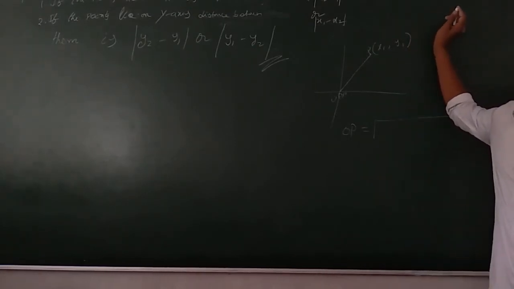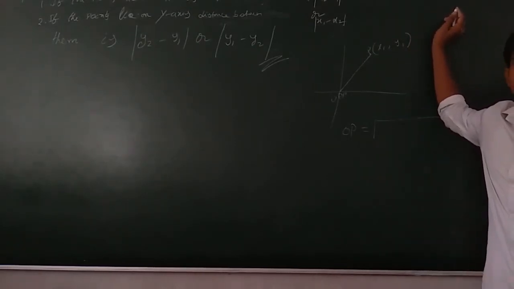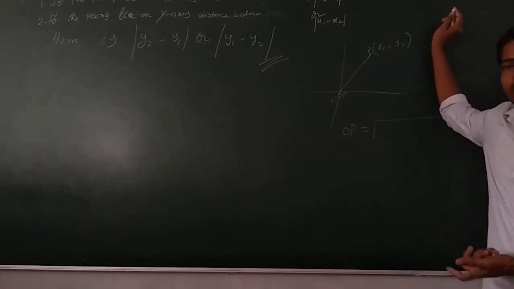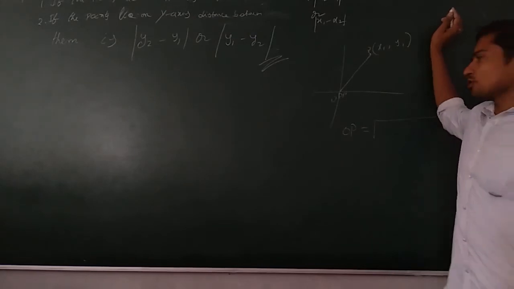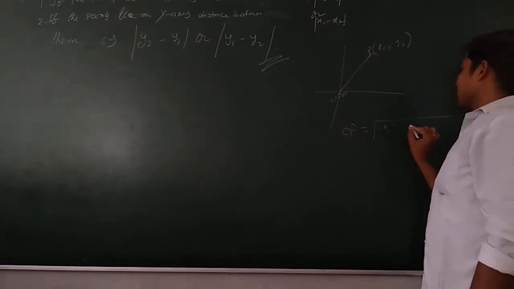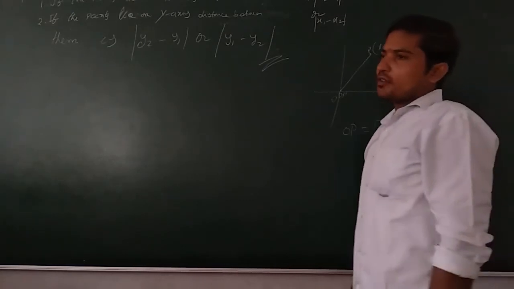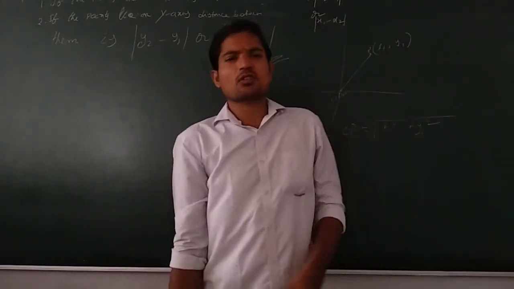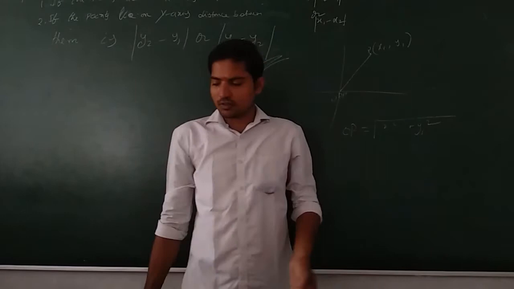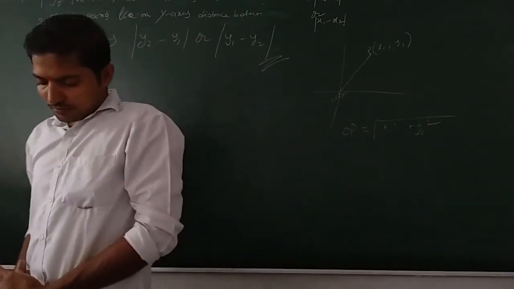Here x2 is x1 and x1 is 0, and at the same time y2 is y1 and y1 is 0. So it is x1 square plus y1 square. So the distance of any point from the origin is square root of x1 square plus y1 square. Right?